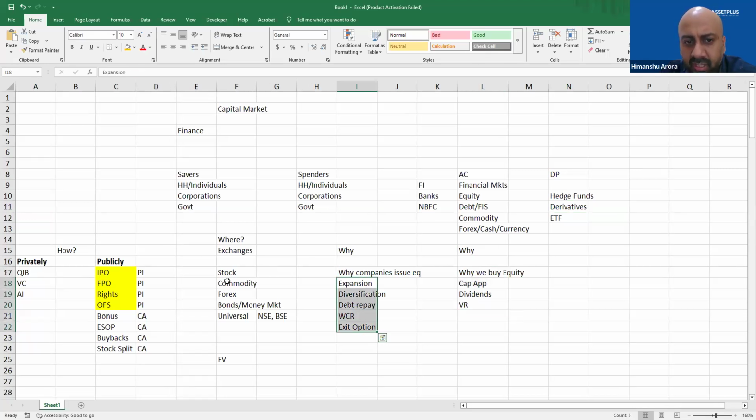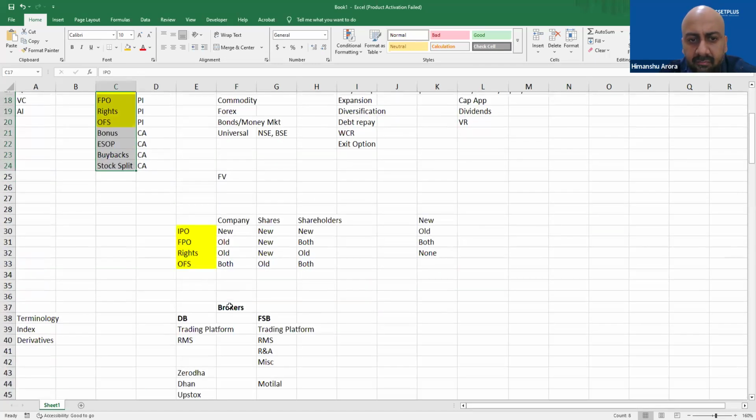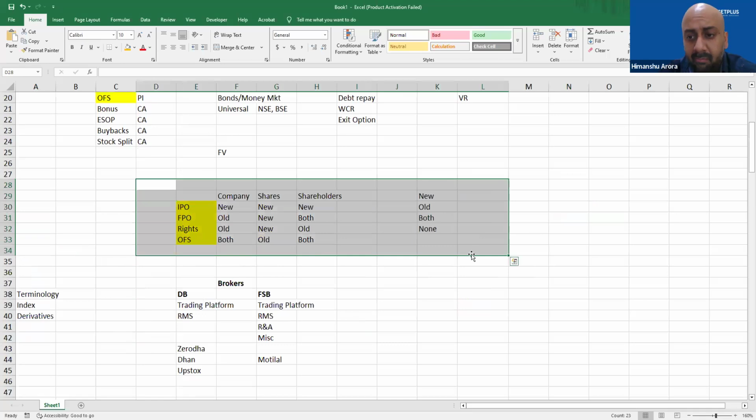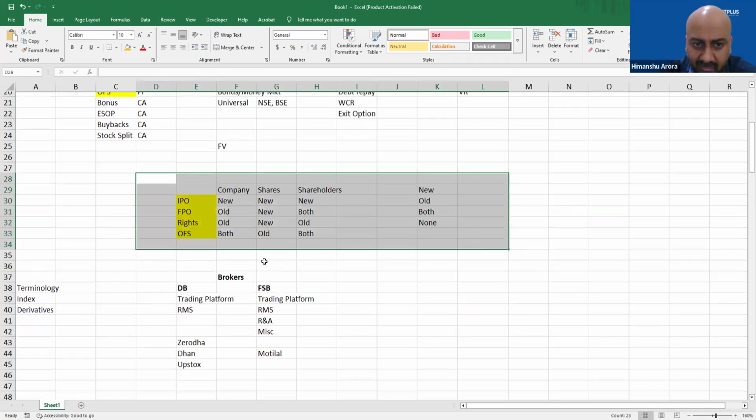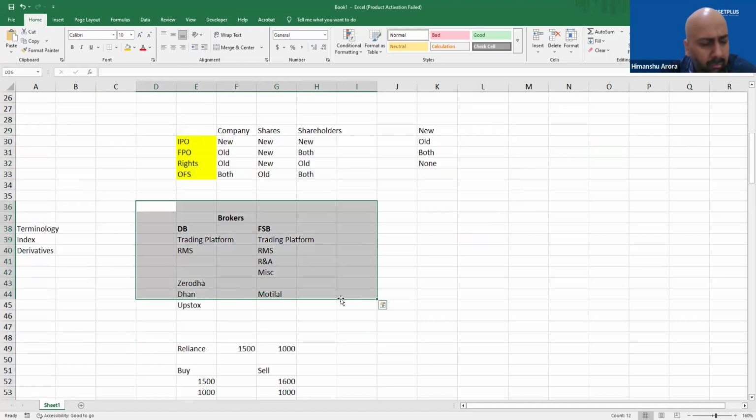Why do we buy equity? Why does a company issue equity? Where does a company issue equity? How does a company issue equity? All the public issues, everything around the primary market. And then we started talking about the secondary market, when we started talking about the brokers.